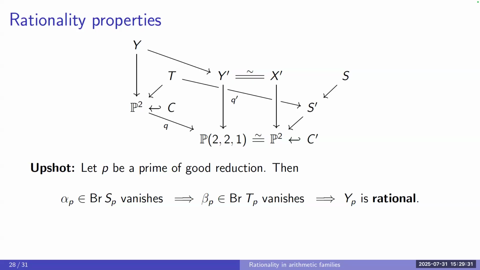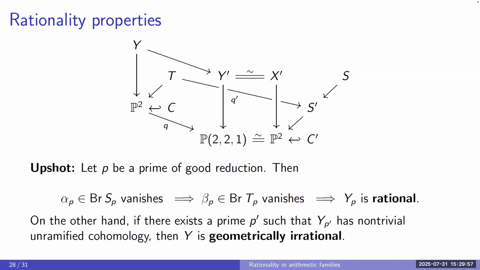So here's the upshot. If I have a prime of good reduction, and everywhere that it makes sense to have a prime of good reduction, let me assume that, then if the Brauer class back here on the K3 vanishes, then when I pull it back to T, it had to vanish. And so that tells me for those primes that my reduction of Y mod p has to be rational. Okay, and on the other hand, if we can construct one of these Y's so that at some other prime, this reduction has non-trivial unramified cohomology, then again, using this degeneration method, we get that Y is geometrically irrational.